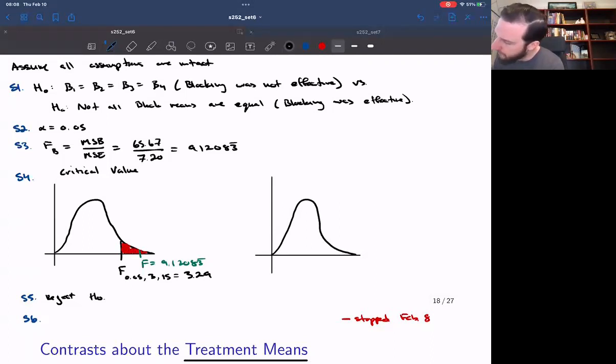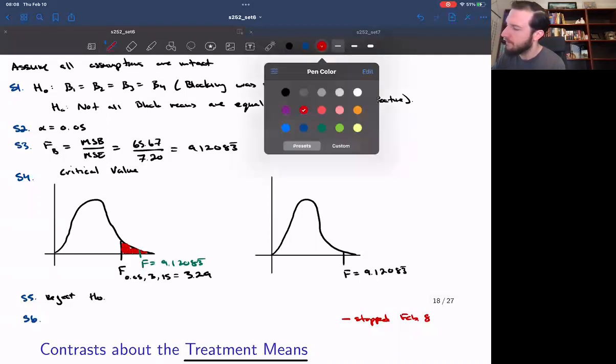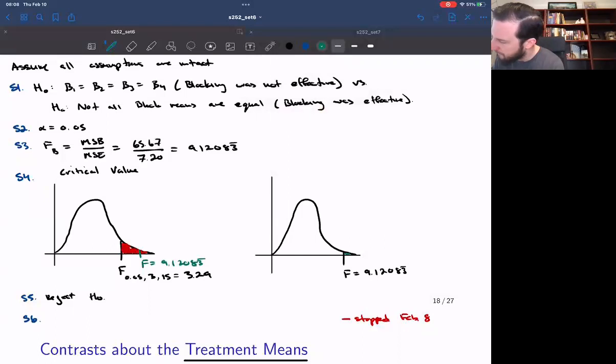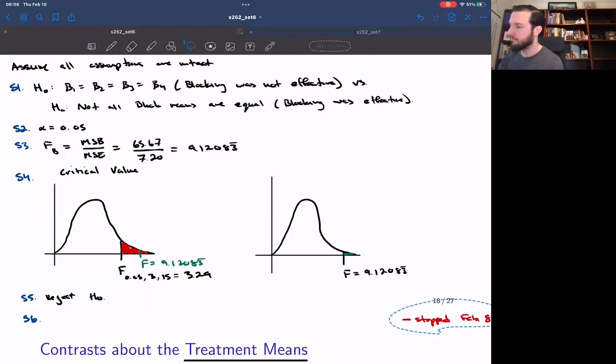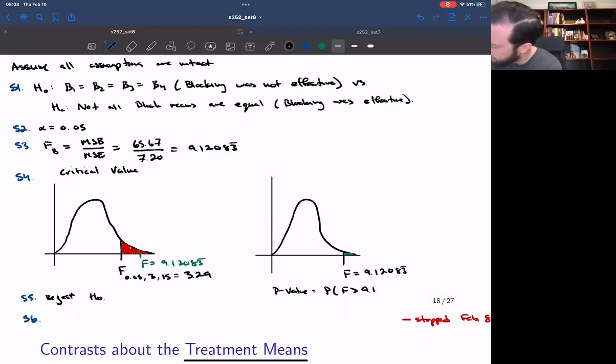So in this case, we would take our test statistic. So we have F is 9.12083. So our p-value is going to be the area to the right of this quantity here. And so the p-value is the probability that F exceeds 9.12083.